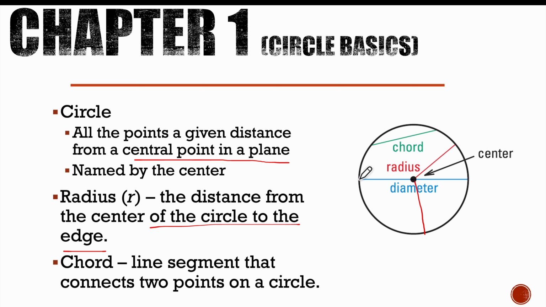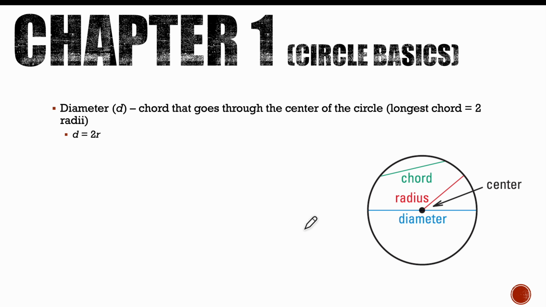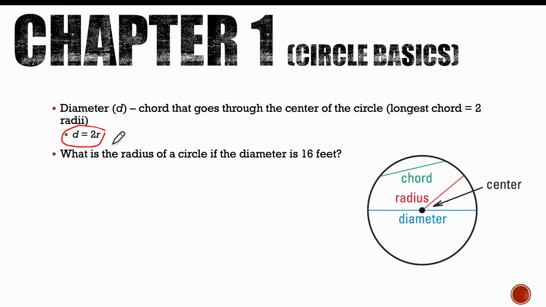The chord which passes through the center, the line segment which touches two sides of the circle and passes through the center, is called a diameter. And diameter is two times the radius. From here to here is a radius and here to here is a radius. So diameter is two times the radius. D, which is diameter, is two times the radius. What is the radius of a circle? If the diameter is 16 feet, it would be 8 feet because 16 divided by 2 is 8.